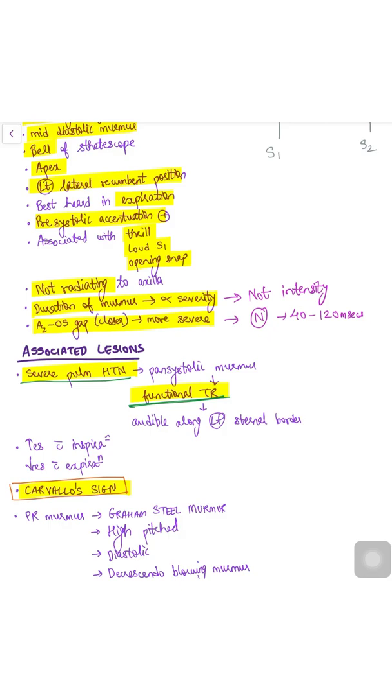So because of the TR, tricuspid regurgitation, you hear a pansystolic murmur, which is audible along the left sternal border. And because it's a right-sided phenomenon, that is why it's going to increase with inspiration and decrease with expiration. And this sign is called Carvallo's sign.